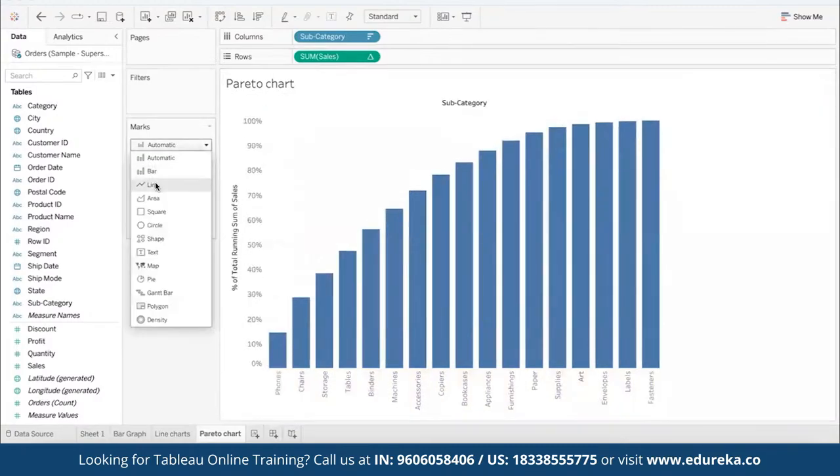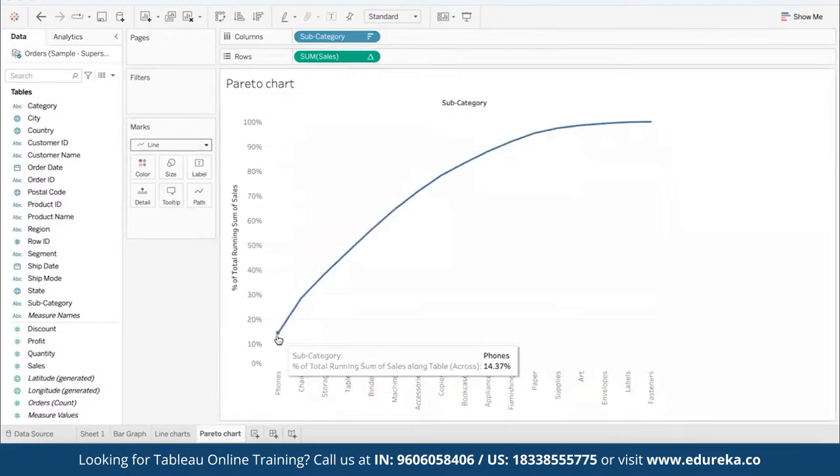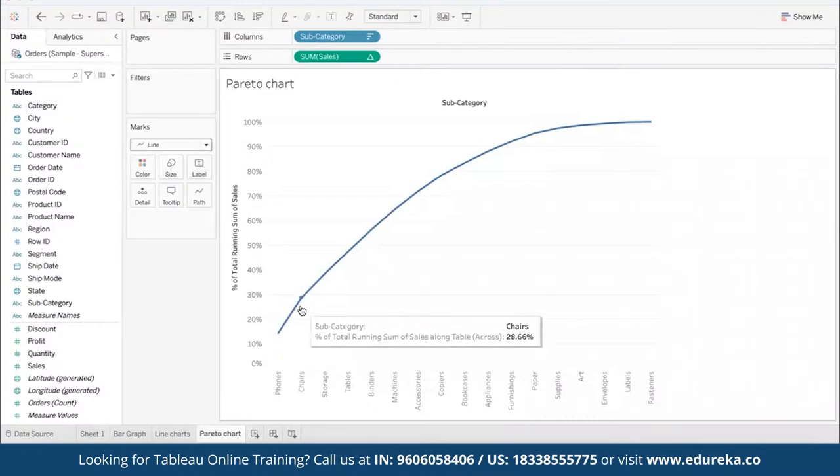So here is a line chart, which is indicating the running total. Now, how do we read or understand this graph? 14% of the entire sales made by the business is by phones alone. 14% of the total sales is coming from phones. 28% of the total sales is coming from phones and chairs both put together. Phones and chairs collectively are giving it 28% of the overall sales.